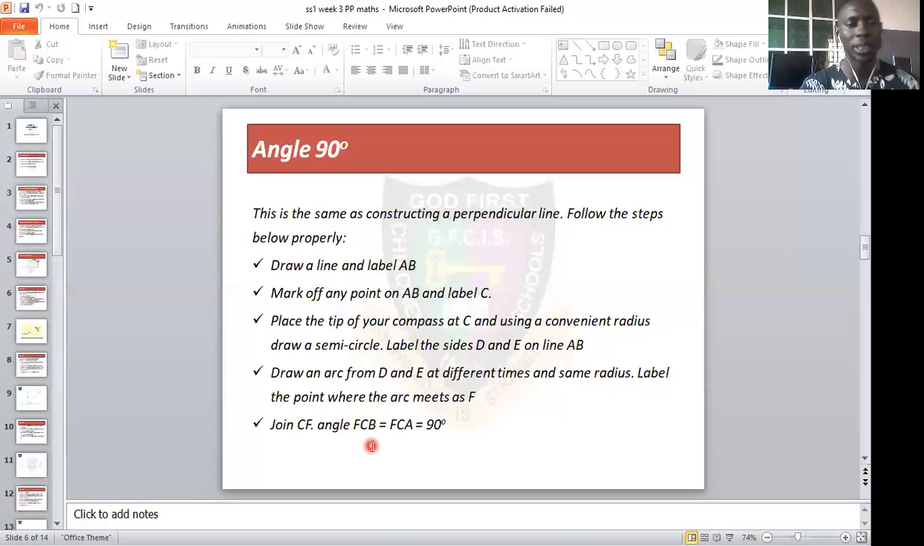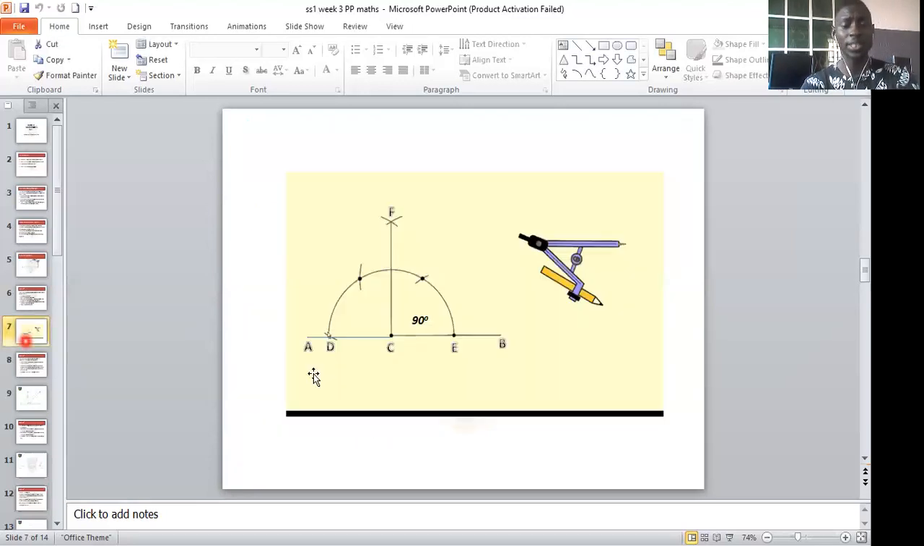Let me put you through with a diagram to further illustrate. Number one says draw a line AB. Number two says mark off a point and label it C, using a suitable radius with a compass and pencil. Then draw a semicircle.